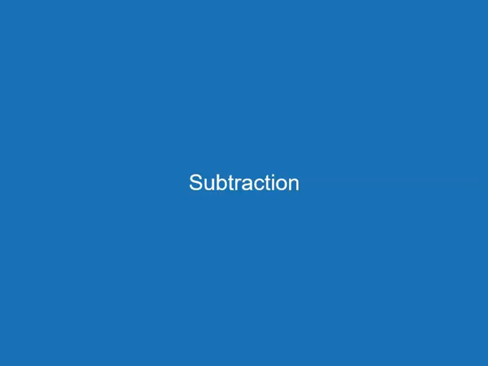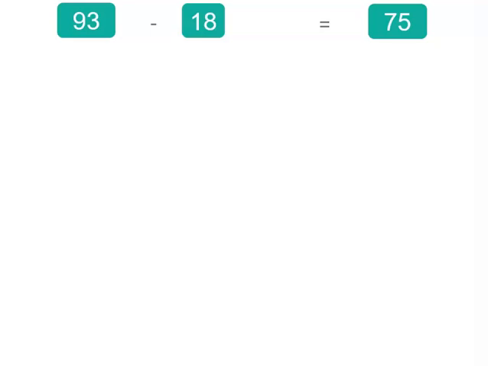Now subtraction works exactly the same way. Let's look at one where we also have regrouping. We've got 93 minus 18 equals 75. How will that help us solve 83 minus 18?